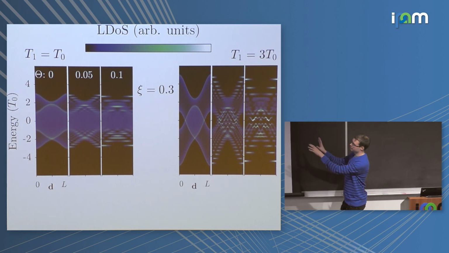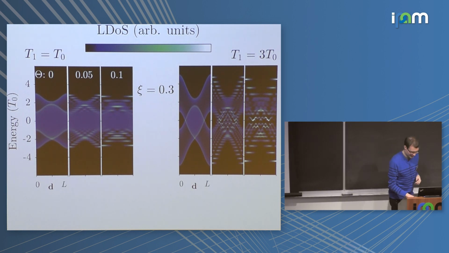Now I'm going to also change the interlayer strength, but now make the interlayer coupling longer range. So I'm going to change that Greek variable.